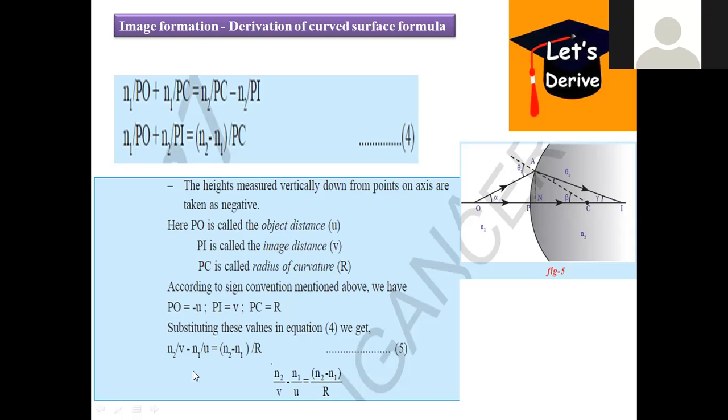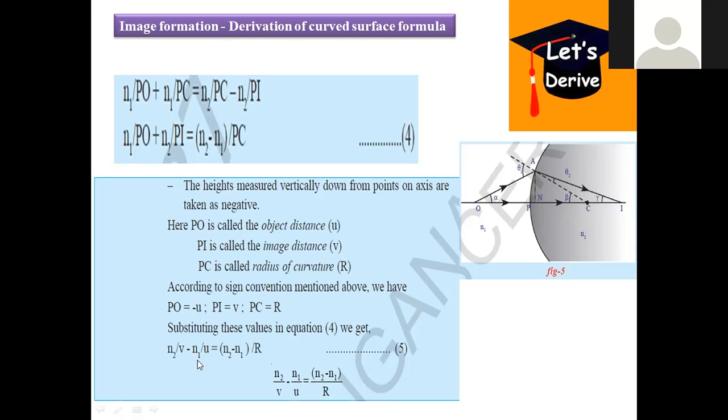Let us introduce these terms. N2 is the refractive index of the denser medium, and N1 is the refractive index of the rarer medium. N2 by PI becomes N2 by V, minus N1 by PO. Here the value would be positive, but when we introduce negative U, the sign convention is inverted. That is denoted with minus N1 by U.